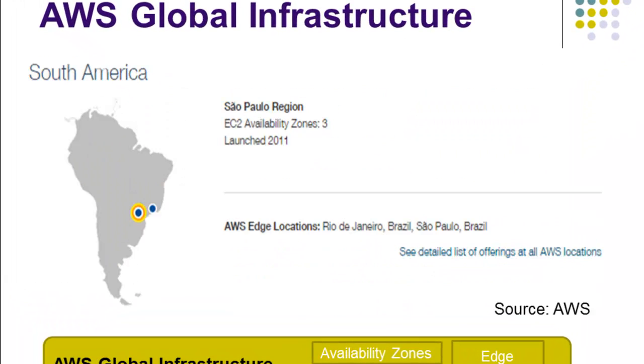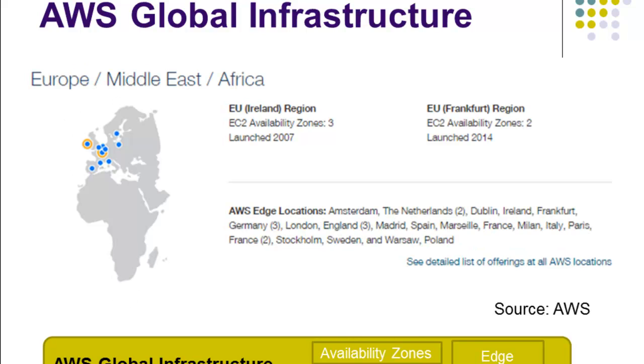In South America, we have Sao Paulo region, that is in Brazil. It has 3 availability zones. For Europe, Middle East, and Africa, we have 2 regions, and they are both located in EU. So we have EU Ireland region with 3 availability zones, and EU Frankfurt region with 2 availability zones. And as you can see, edge locations are spread all over Europe.